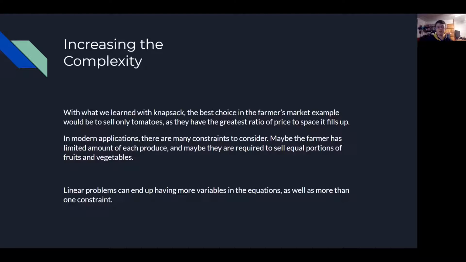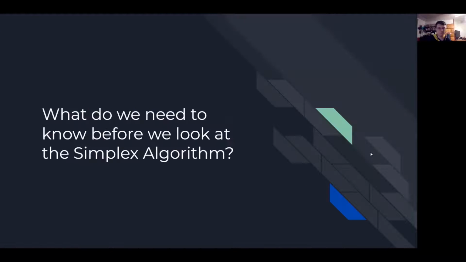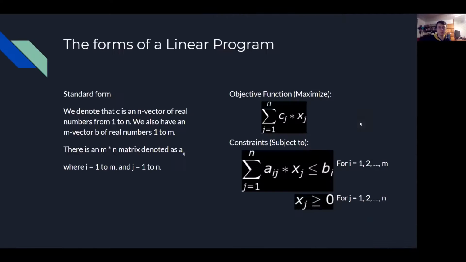In modern applications, there are many more constraints that we have to consider though. Maybe the farmer has a limited amount of each produce, so instead of selling 50 tomatoes, the max they could sell is 30. And maybe the farmer's market enforces them to have an even spread of fruits and vegetables. So they have to include an equal amount of carrots or tomatoes to the amount of watermelon they sell. Linear problems can end up having even more variables as well as more than one constraint. And then there's a bit more I'd like to cover before we look at the simplex algorithm.